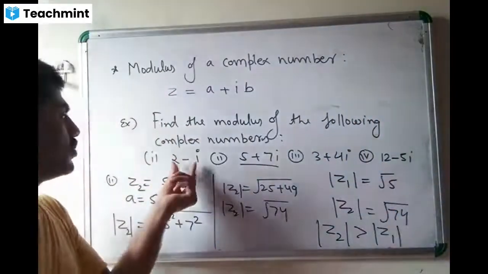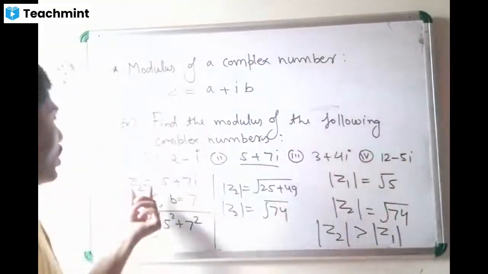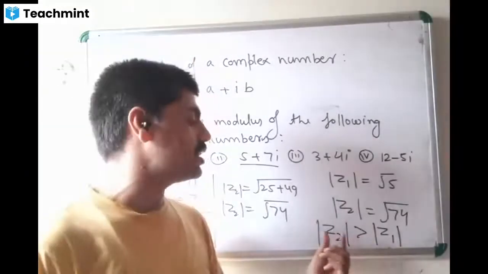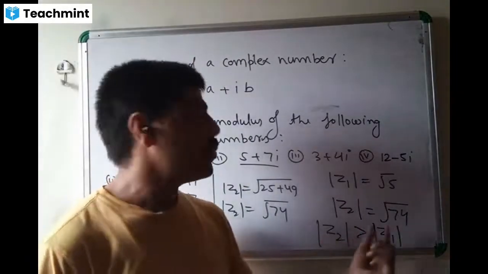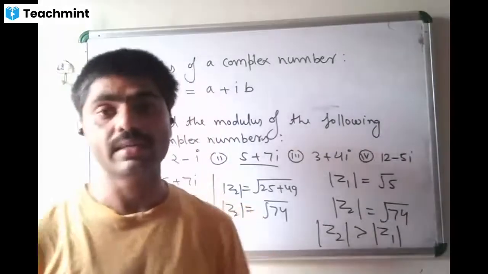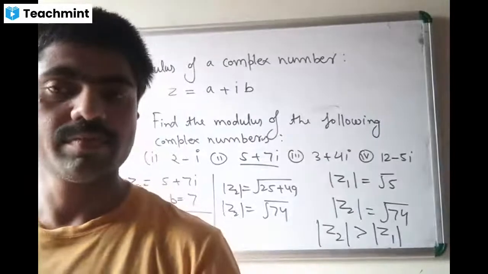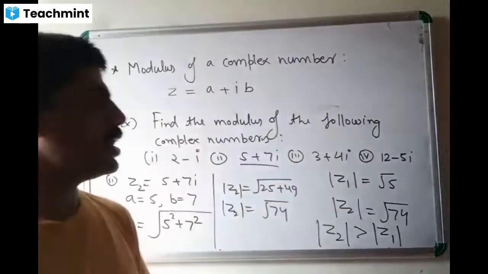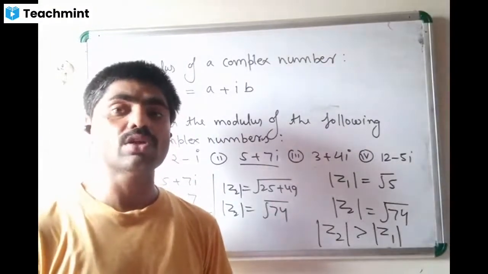Suppose mod Z1 is equal to under root 5, which you have already found, and mod Z2 is equal to under root 74. Now compare: you can see that the modulus of Z2 is more than the modulus of Z1. Yes or no? Yes, sir. So this way, beta, you have to find the values of the modulus.